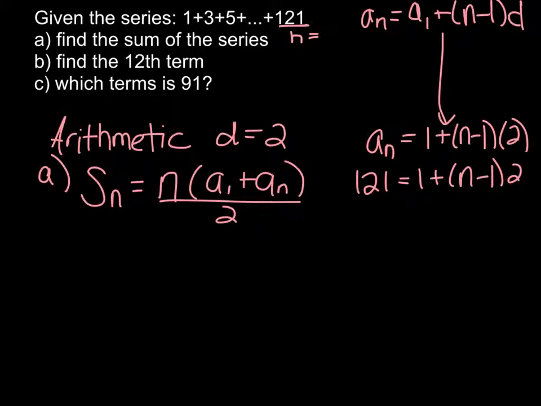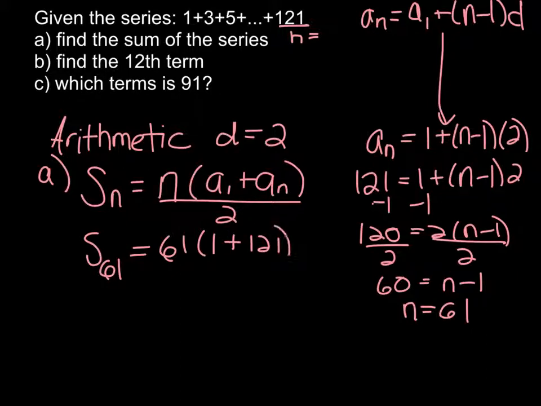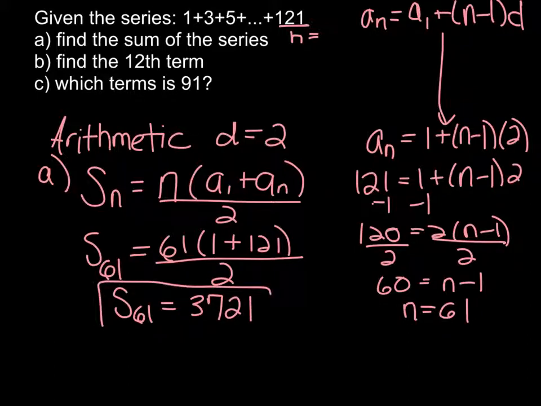So you have two options. You can simplify the right-hand side and then solve, or I can just subtract the 1, divide by 2, and then add the 1 to the other side. We get that there's 61 terms. So then we just plug into the formula. S sub 61 equals 61 times the first term plus the last term, all divided by 2. When you type this into the calculator, you get that the sum of the first 61 terms is 3,721. So that would be our final answer.